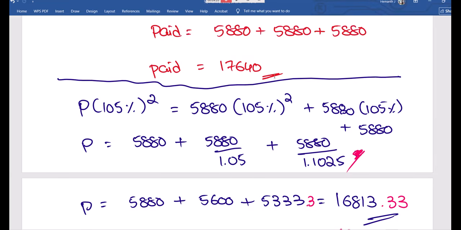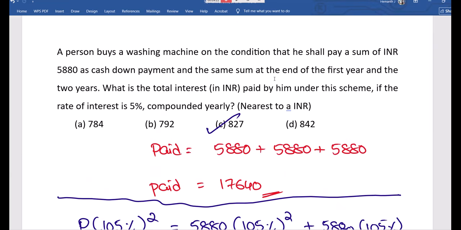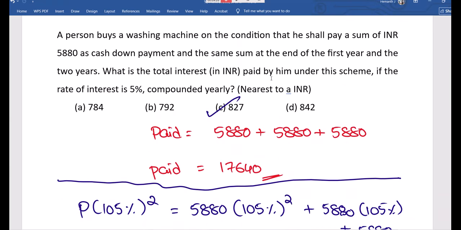This is a peak level question, to be frank. Many people may not attempt this or may not be able to understand this also. Clear?